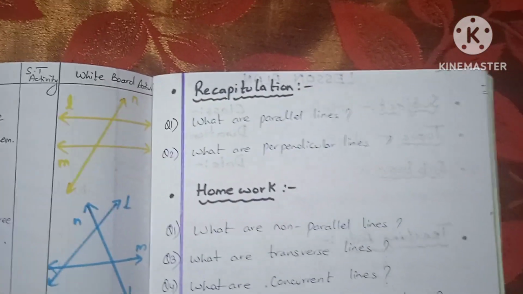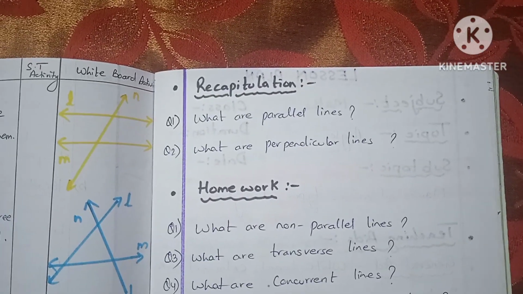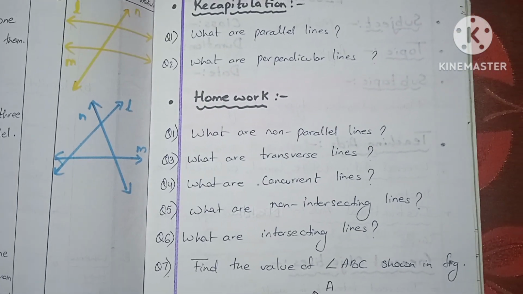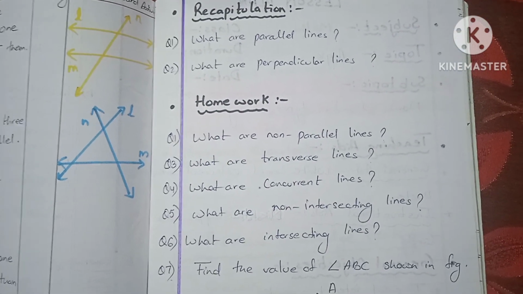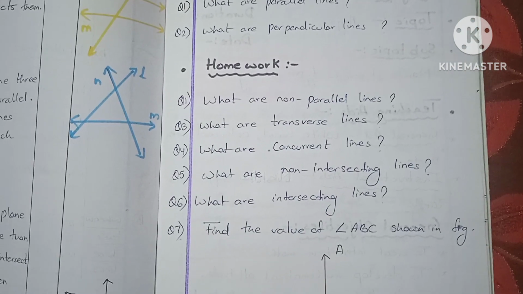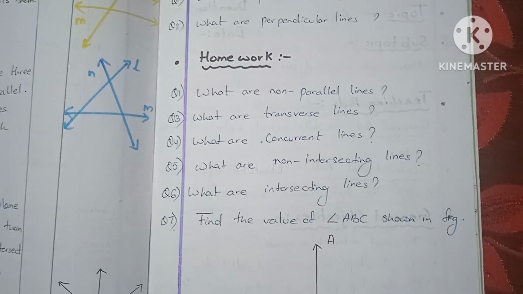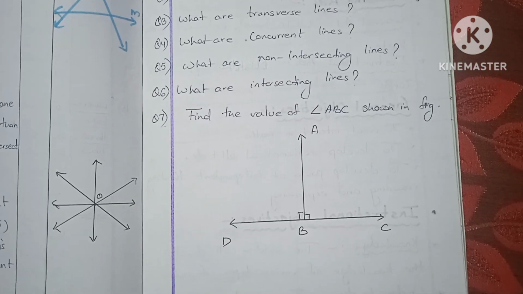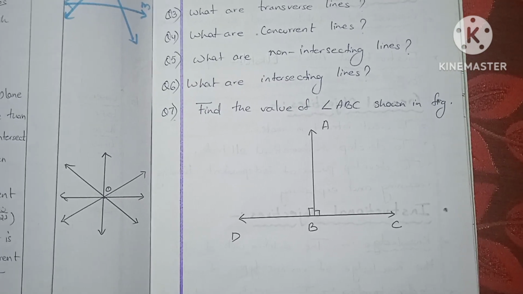For recapitulation, the teacher asks what is a parallel line, what are perpendicular lines. For homework, the teacher asks what are non-parallel lines, what are transverse lines, what are concurrent lines, what are non-intersecting lines, what are intersecting lines, and she tells them to find the angle ABC in the following figure.